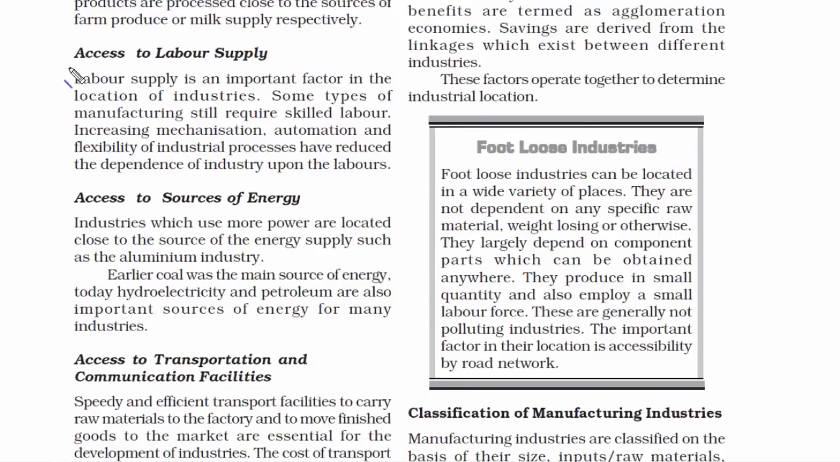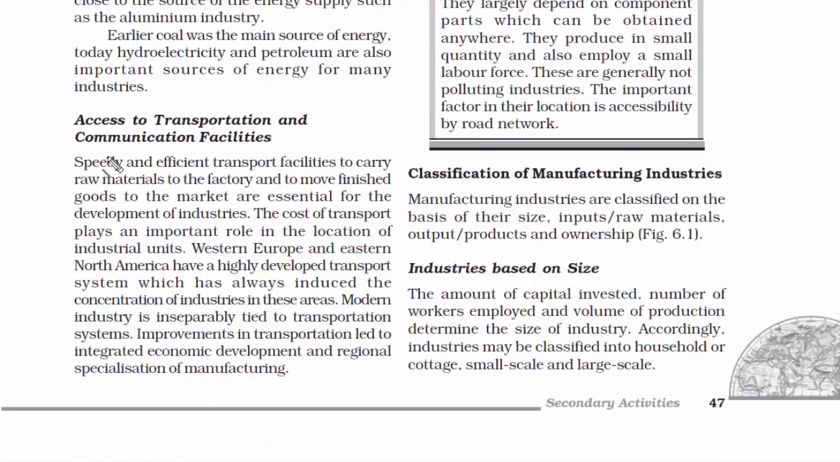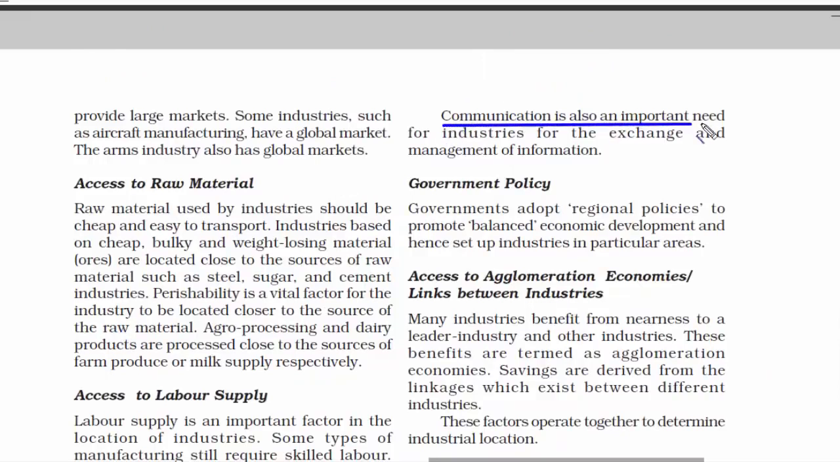And the third factor is access to labor supply. Industries need labor or workers. Even if there is automation or robots, you still need workers. So labor supply or human resources is very important for an industry. And the fourth one is access to transportation and communication facilities. Improvement in transportation facilities decreases the cost of production, because if you are spending on long distance transportation, that will take up a lot of money, and communication facilities help in the exchange and management of information, which helps the industry to function globally with accuracy and efficiency.